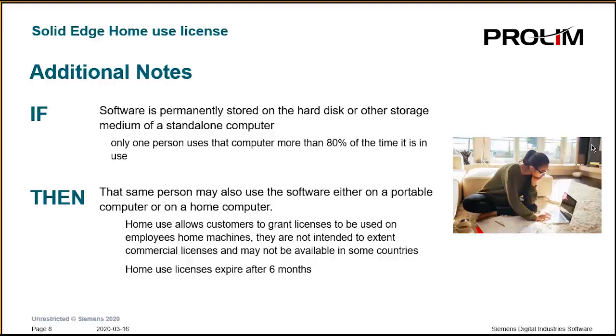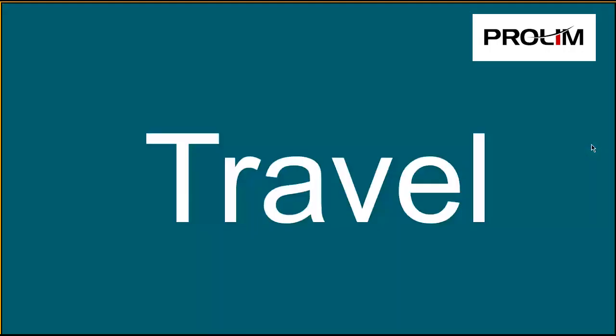So home use allows the customer to grant licenses to be used on the employee's home machine as well. And they're not intended, as I mentioned earlier, to extend commercial licenses and may not be available in some countries. Usually the home license expires after 6 months.